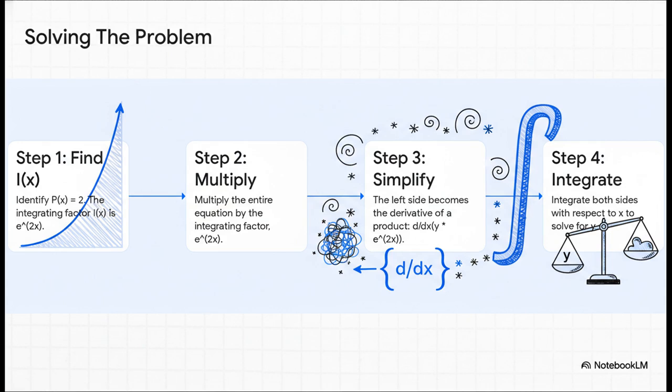First, we figure out our integrating factor, our key, which turns out to be e to the 2x. Second, we multiply every single piece of the equation by it. Third, and this is the really cool part, the left side just magically folds up into the derivative of one simple thing. And finally, we just integrate both sides, and that lets us solve for our function y.